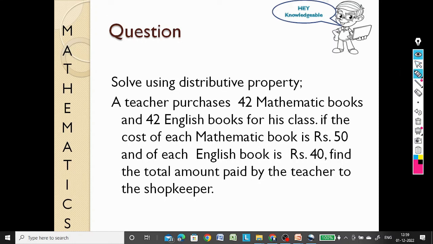Now let's try to solve one of the questions using the distributive property. So let's see what the question tells. A teacher purchases 42 mathematics books and 42 English books for each class. If the cost of each mathematics book is rupees 50 and of each English book is rupees 40, find the total amount paid by the teacher to the shopkeeper.